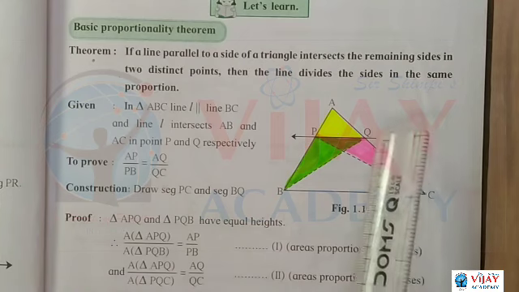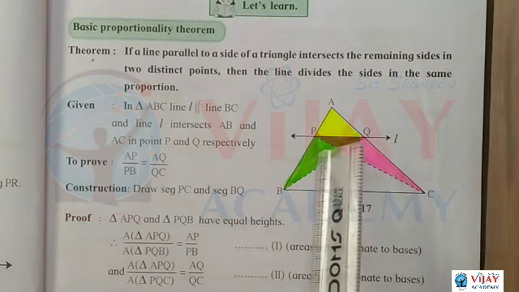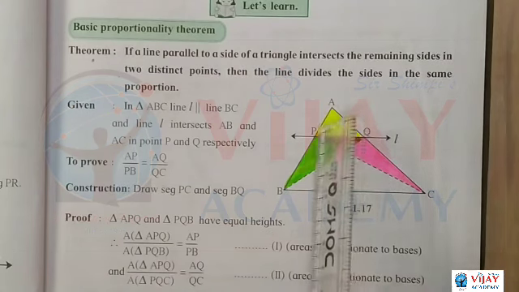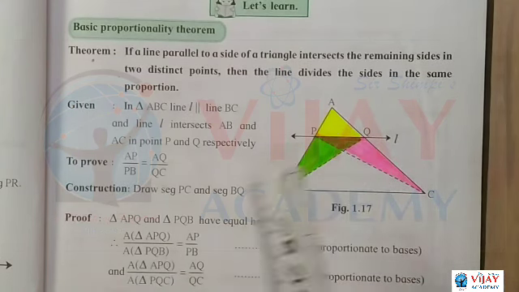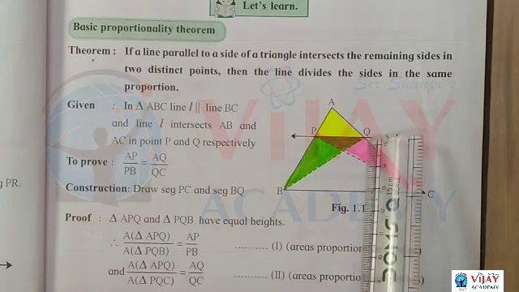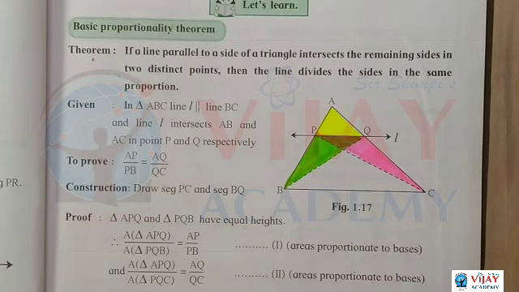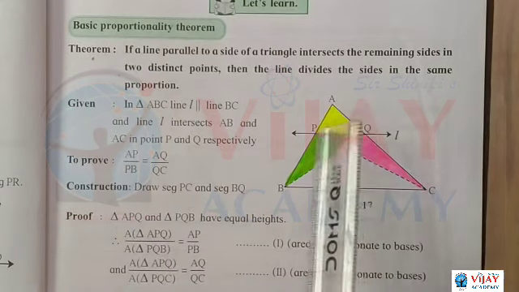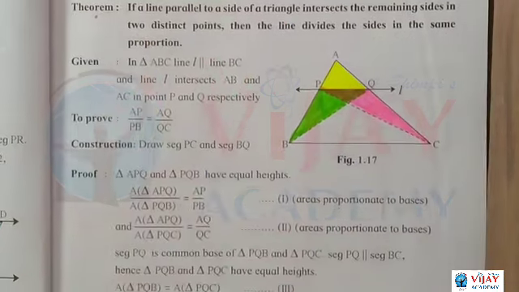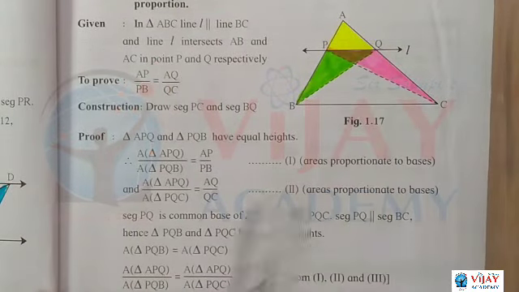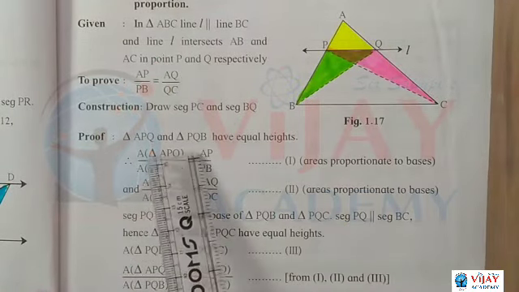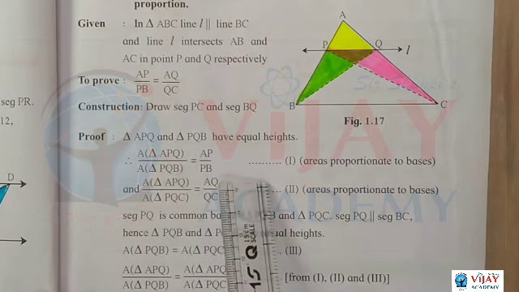Now first we have to take this yellow color triangle and green color triangle, means triangle APQ and BPQ. Q is the common vertex and their base points A, P, B are collinear. Therefore both the triangles have the same height, so their areas are proportional to their corresponding bases. So area of triangle APQ upon area of triangle BPQ is equal to AP upon PB.